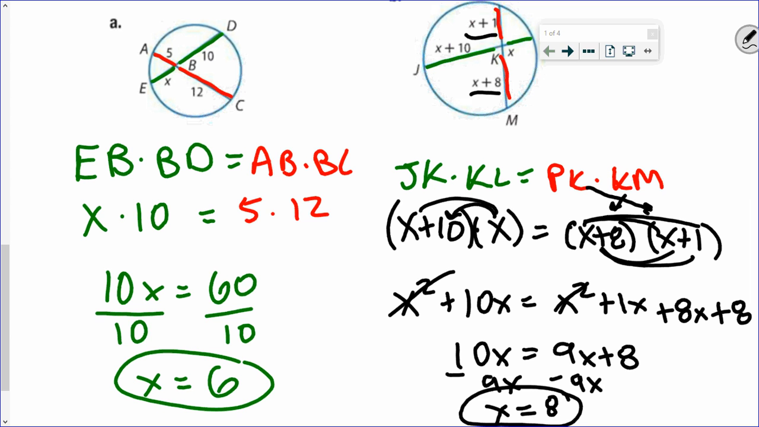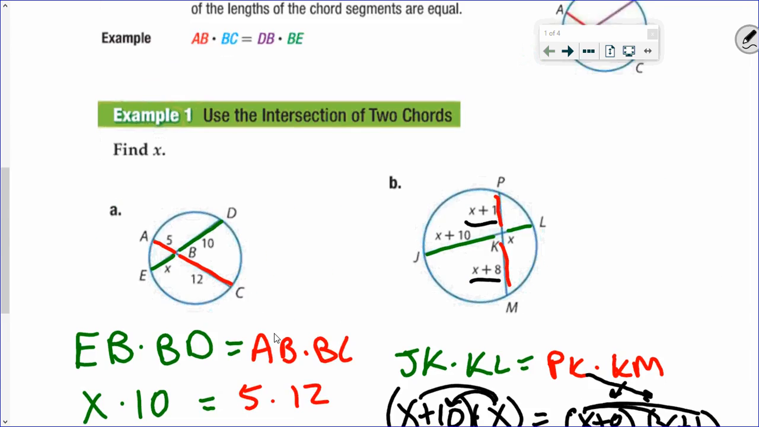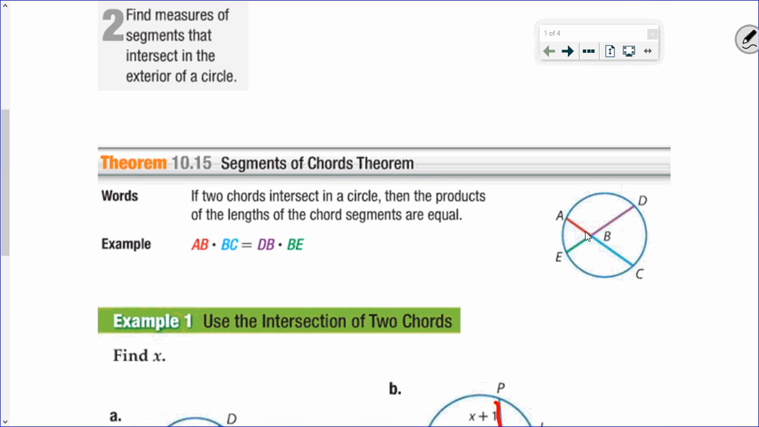All right. So those are our first couple of examples. That theorem 10.15 is pretty easy to use. You just got to use the segments of each chord. So AB times BC, EB times BD.